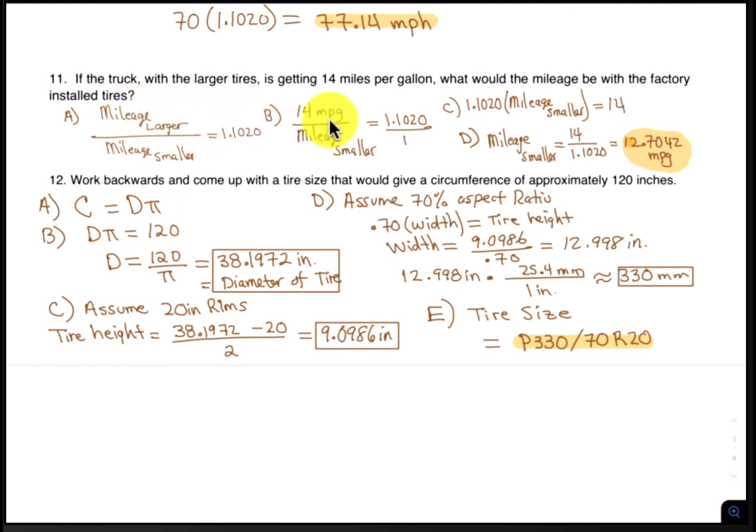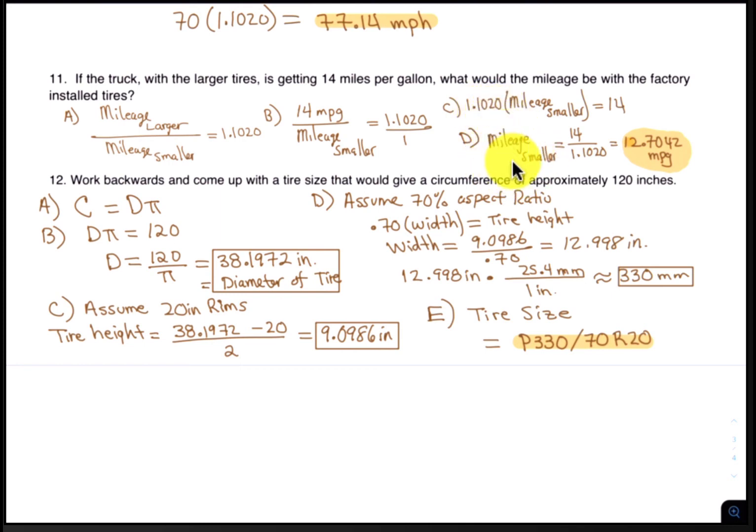So the mileage of the larger is 14 miles per gallon, divided by mileage of the smaller is going to be 1.1020 over 1. Now we'll cross multiply, and that gives us 1.1020 multiplied by the mileage of the smaller is equal to 14. And now we just need to divide both sides by 1.1020.